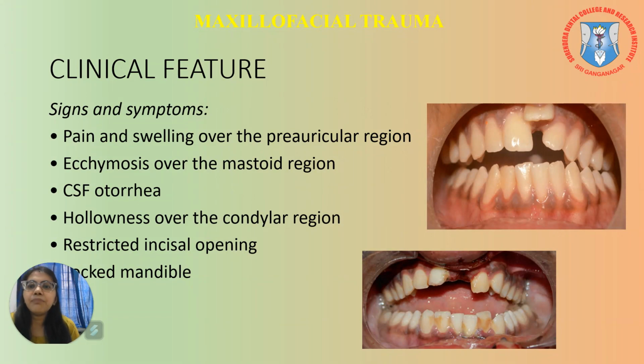Clinical features: pain and swelling over the preauricular region, ecchymosis over the mastoid region, which is the Battle sign, CSF otorrhea due to a break in the tegmen bone, hollowness over the condylar region, restricted incisal opening, and locked mandible.